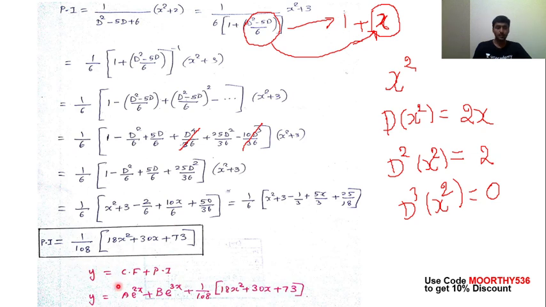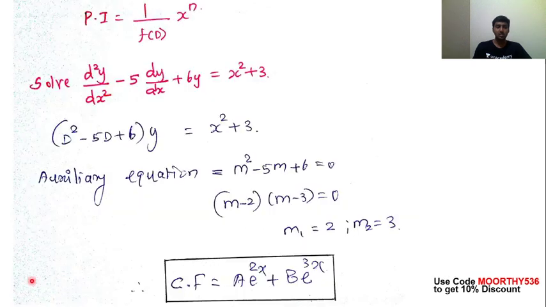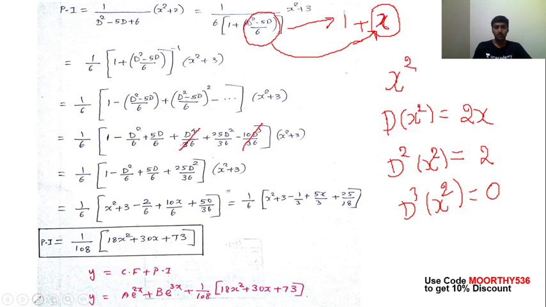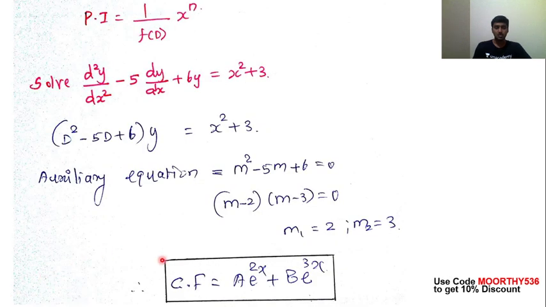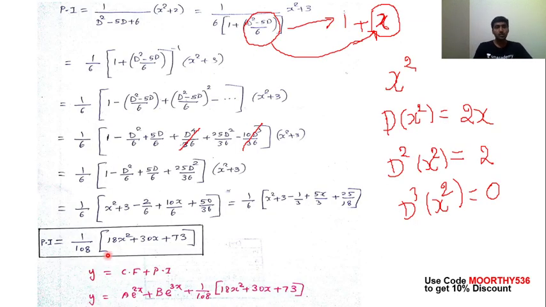Here we know that the complete solution of the given differential equation is the addition of the complementary function plus the particular integral. The complementary function is the solution to the LHS. So this is the complementary function for the given equation: a into e power 2x plus b into e power 3x. This is the complementary solution. Then this is the particular integral. Then add the complementary function and the particular integral. This is the solution to the given equation. Okay, is it okay to you guys?